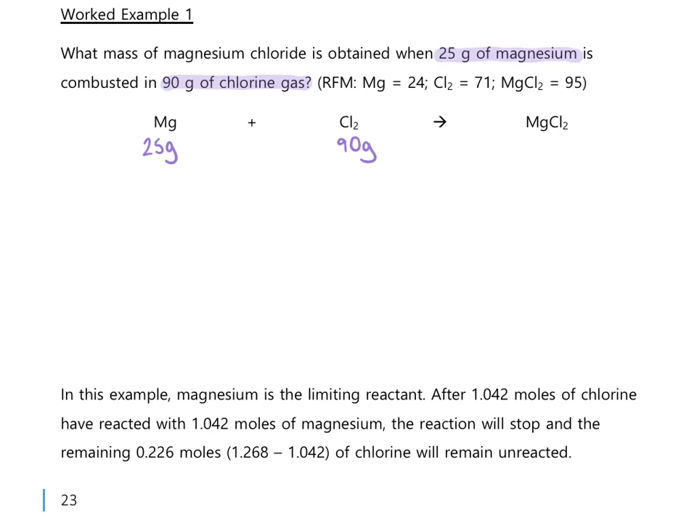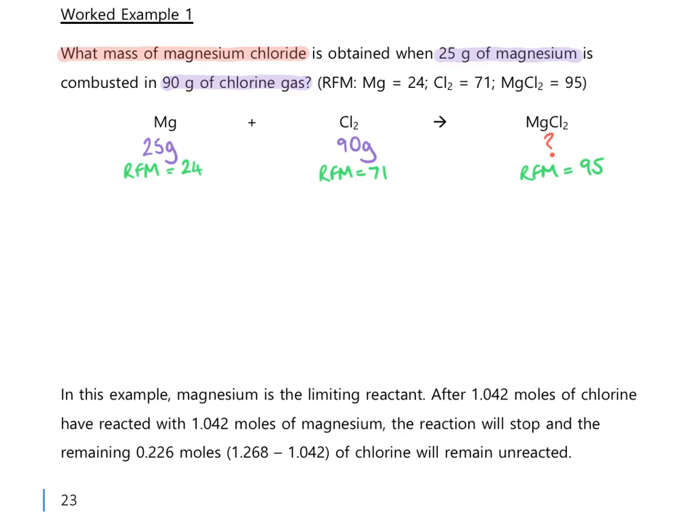What's the thing that we're trying to work out then? The question asks us what mass of magnesium chloride is obtained. So I'm going to put a question mark underneath MgCl2, so I know that that's where I'm going when I get to that stage of my calculation. We also want to write down our RFM values below the relevant part of the equation. You can see they've been given to us, so I simply need to write those in. The RFM of magnesium is 24, the RFM of chlorine is 71, and the RFM of magnesium chloride is 95.